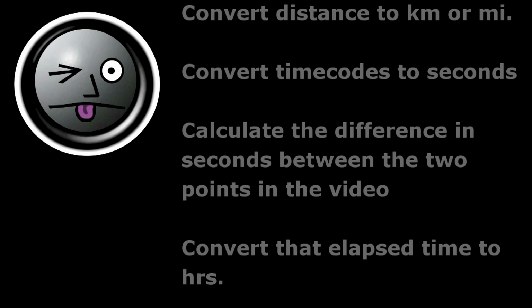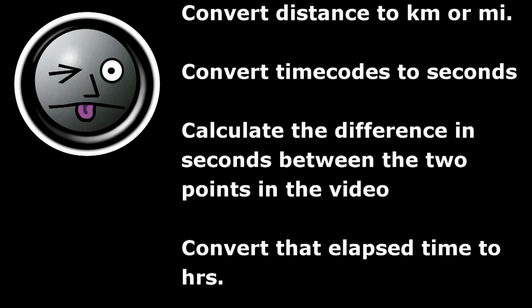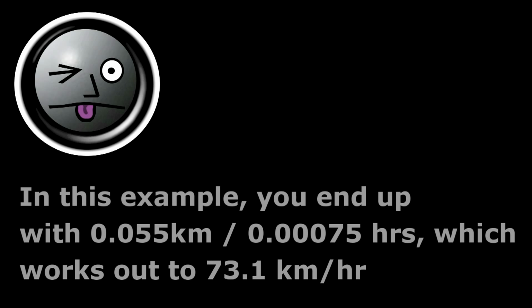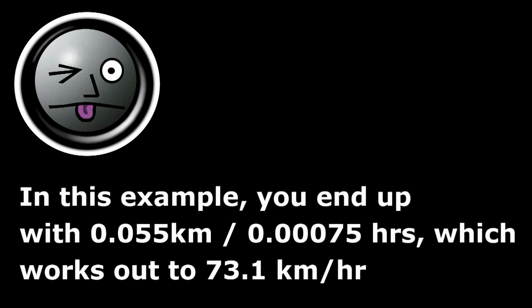Okay, now we have distance and we have time, and here's what you have to do. You have to convert the distance to kilometers or miles. You have to convert the time codes to seconds and then figure out the difference between them. Then you convert that elapsed time to hours. If that sounds like a lot of annoying work, it is, so bear with me. I have an Excel sheet coming up. In this example though, you end up with 0.055 kilometers over 0.00075 hours, which works out to 73.1 kilometers per hour.